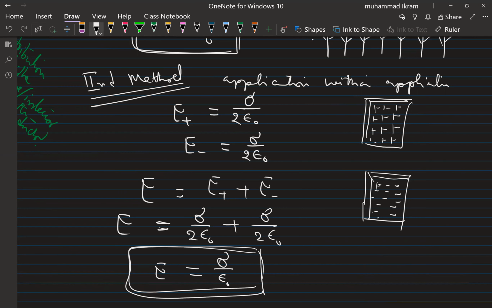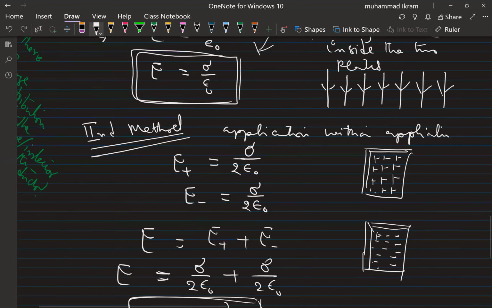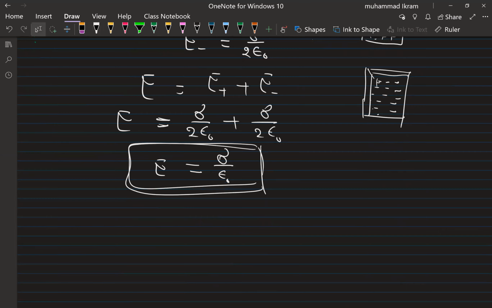So this is an easy solution, but I think it is not common. I did not see it somewhere in the books. Maybe it might be in some books, I don't know, but I did not see it. So these are the applications of the Gauss law.